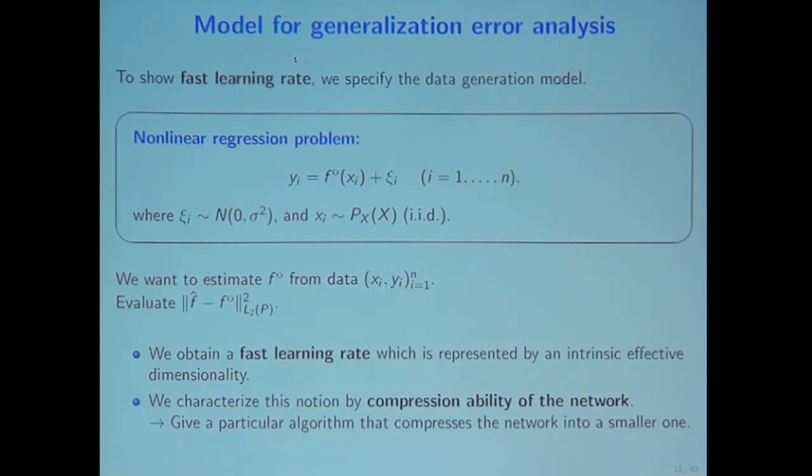As a result, we will obtain a fast learning rate, which is represented by an interesting effective dimensionality. We characterize this notion by the compressibility of the network. To repeat the result: if the network can be compressed very well, then it generalizes well.